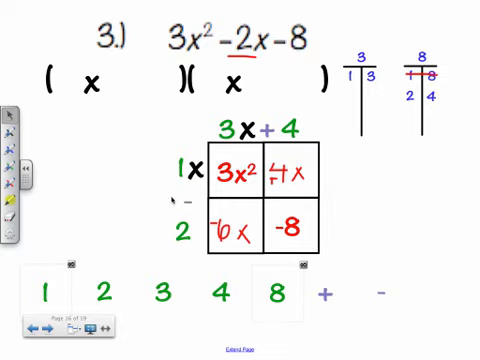Then I look at what I have right here on top, and this on top is what gives me my first binomial. So if this says 3x plus 4, then I just have to fill in 3x plus 4 right here. And then if this right here gives me 1x minus 2, then I know that my binomial right here should say x minus 2. And then I can check to make sure this is right by either using the box method, or I could actually distribute my values to figure out if this works.